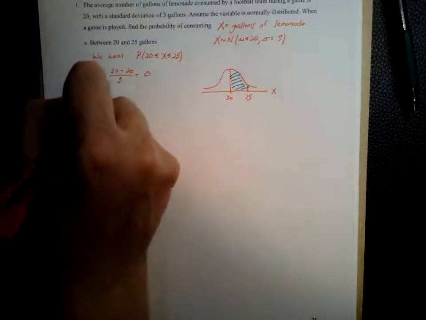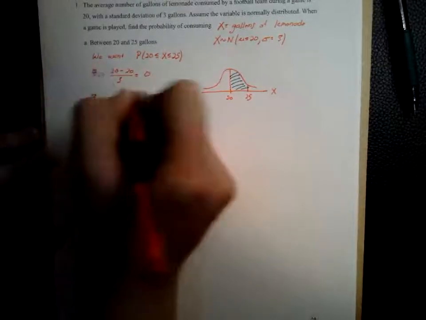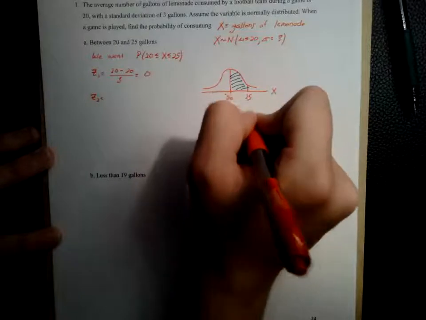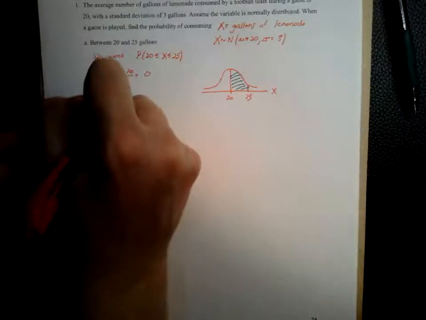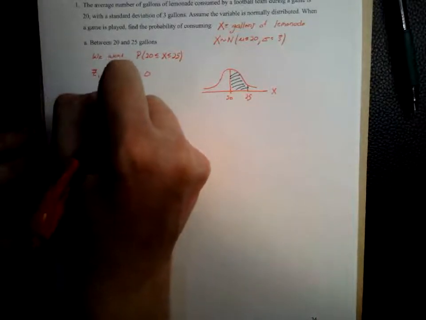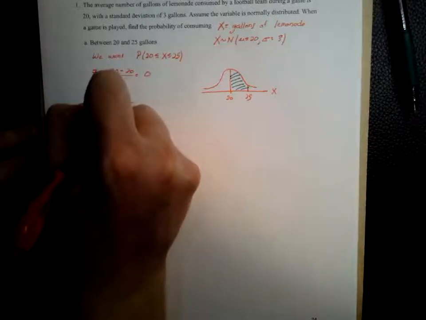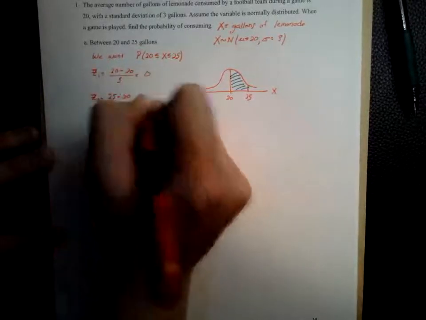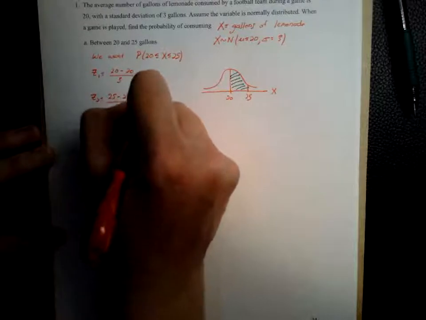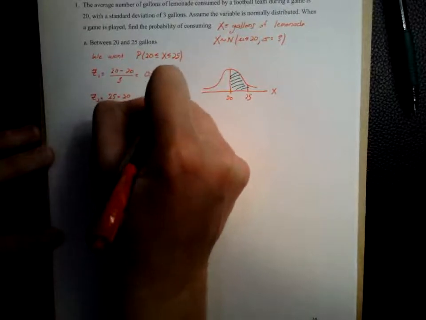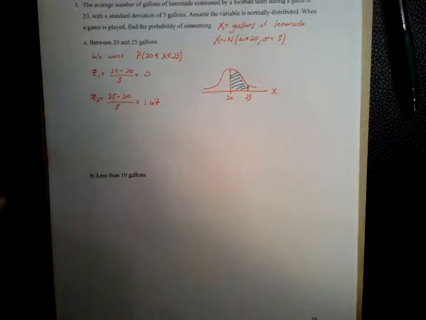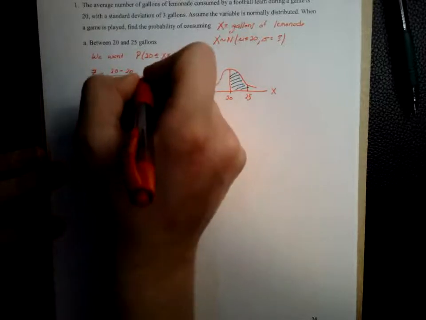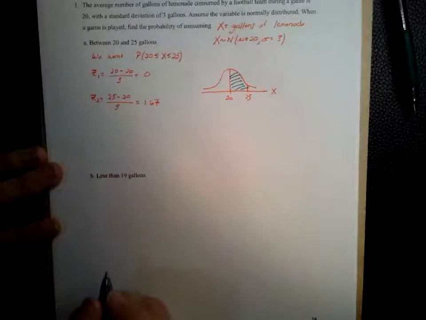Now let's look at the next one, z2. The data value we're interested in this case is 25. Then we have 25 minus the mean of 20 divided by the standard deviation of 3. To 2 decimal places, this is 1.67. Now we have the two z-scores, and we want to find the area in between these two.